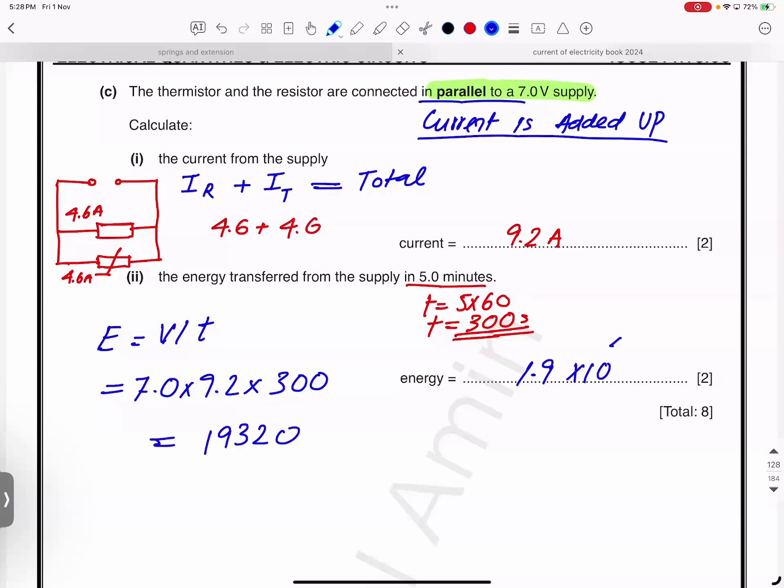1.9 into 10 power 4 joules. Can I write that one? Yes, my dear, you can write. 1.9, I wrote just two significant figures. You want to write 3, you can write. I don't mind. You can write the exact answer like 19,300 as well.